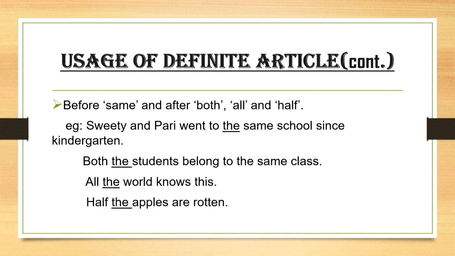Now, it is also used before same, and after both, all, and half. For example, Sweetie and Pari went to the same school since kindergarten. Both the students belong to the same class. All the world knows this. Half the apples are rotten.